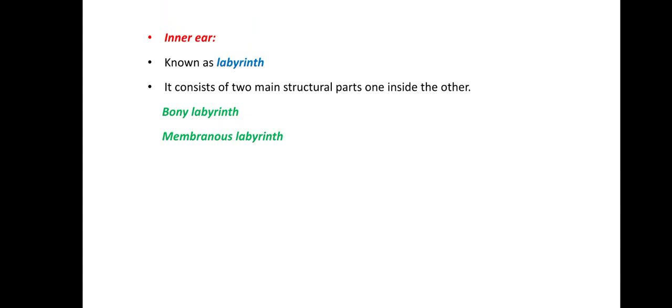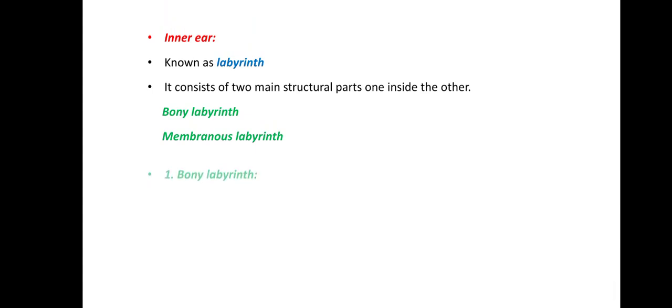Now, the next very important part of the ear is the inner ear. The inner ear is also called the labyrinth because of its very complicated, intricate structure of interconnecting chambers and passages. It consists of two main structural parts, one inside the other. And what are those two parts? Bony labyrinth as well as membranous labyrinth. These two structures are present one inside the other. The bony labyrinth is the outermost tubular structure, and inside it the membranous labyrinth is present.